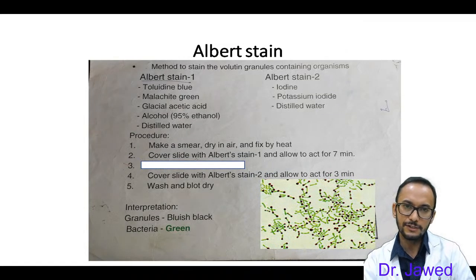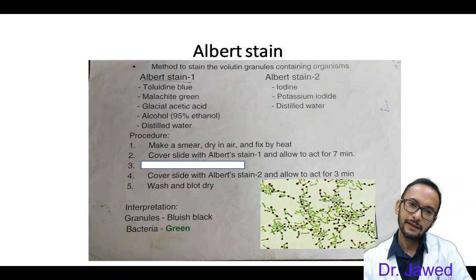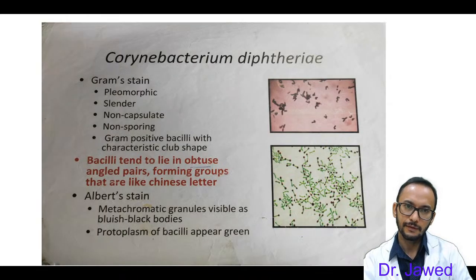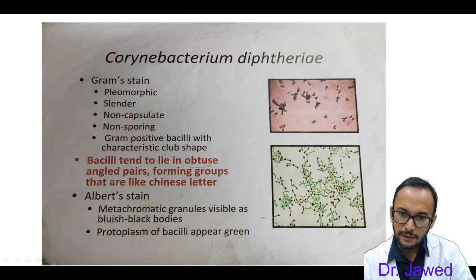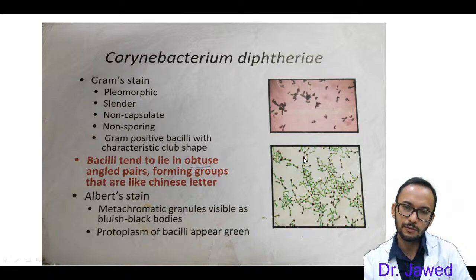Okay, so another differential stain is Albert stain. Here we are staining the Corynebacterium diphtheriae. Okay, so this organism basically has metachromatic granules. Do not confuse this organism with a spore. This is not a spore, this is basically the metachromatic granule, which is a complex of inorganic polyphosphate granules and some enzymes also, and they are called metachromatic because they show metachromasia.